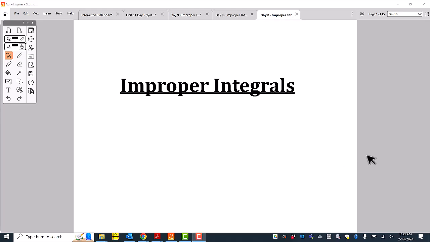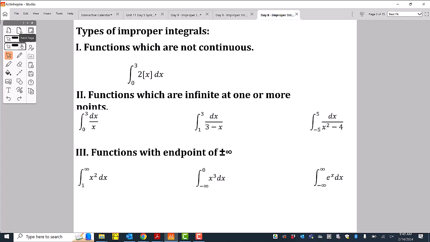All right, today we're looking at improper integrals, which are definite integrals which in some way are different than what we're used to seeing. So, let's look. These are the types of improper integrals. They're functions which are not continuous, functions which are infinite at one or more points.